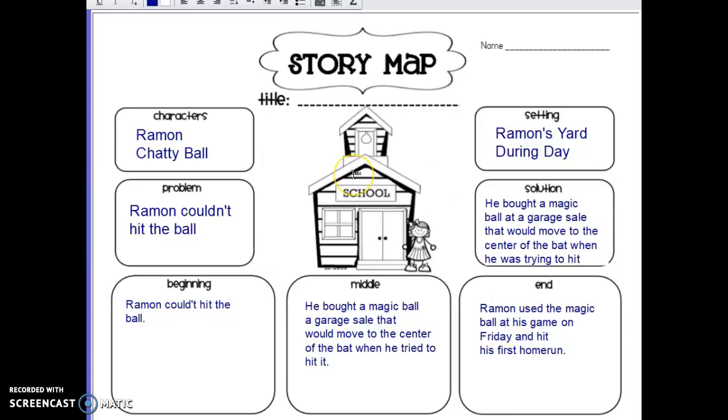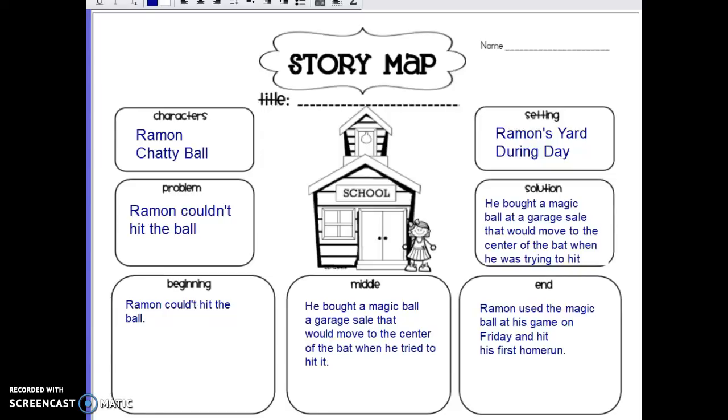Okay, so you guys just worked through an example with me of how we can use our story map to identify important story elements. This is an important strategy for readers. If I take time to think about these elements, anytime I read a fiction or realistic fiction type story, it helps me understand the story better.